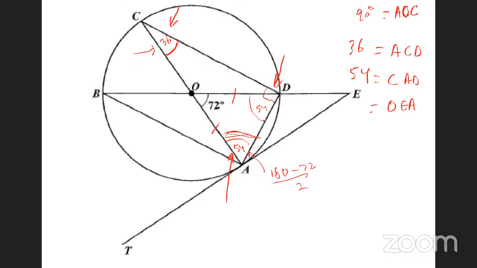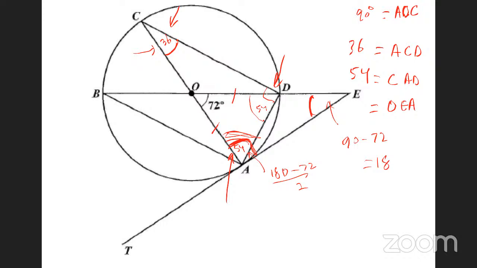What about OEA? OEA, that's right here. Think about it. I'll give you a minute. What will OEA be? Try to figure out OAE first. OAE is how much? OAE is a tangent and a radius, so the angle here is 90. So it means that this angle here is 90 minus 72, which is 18.